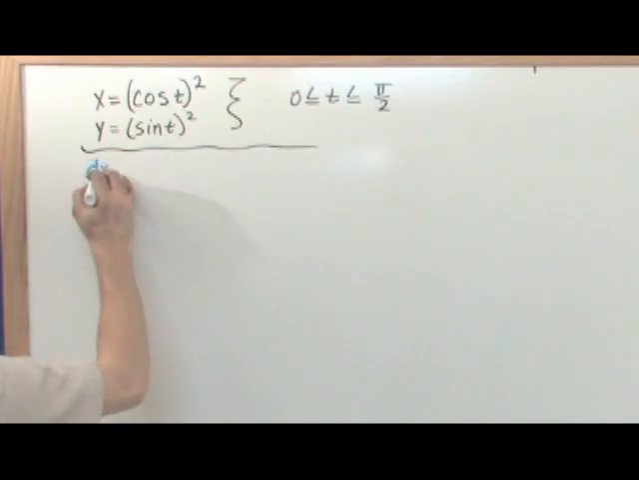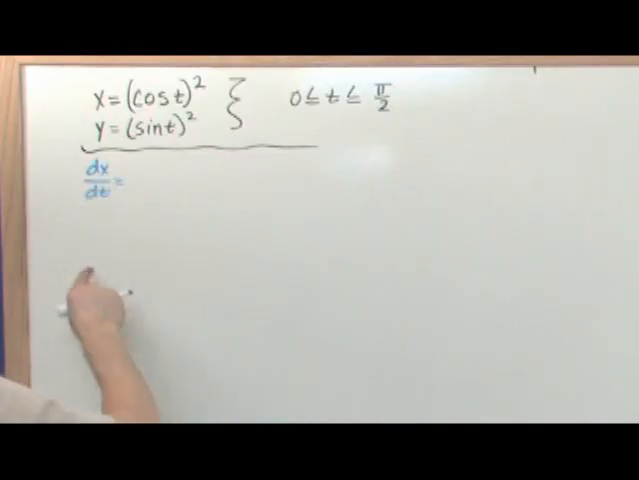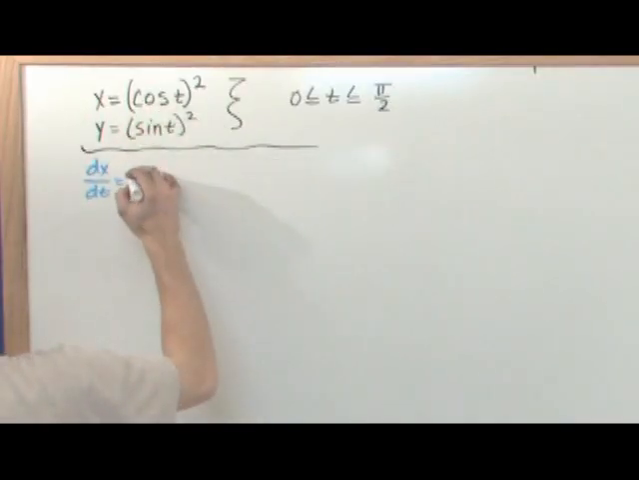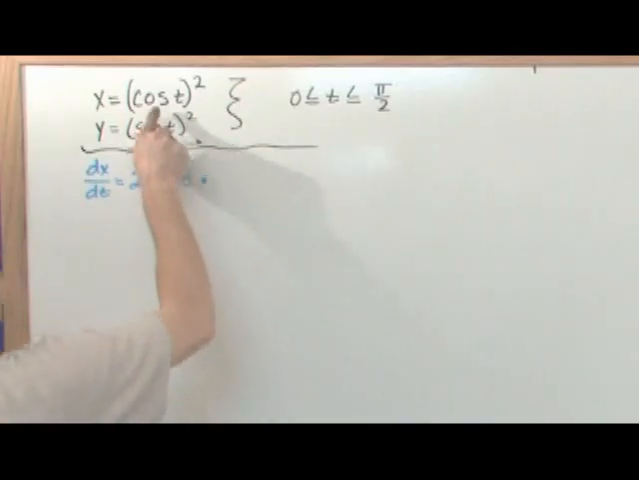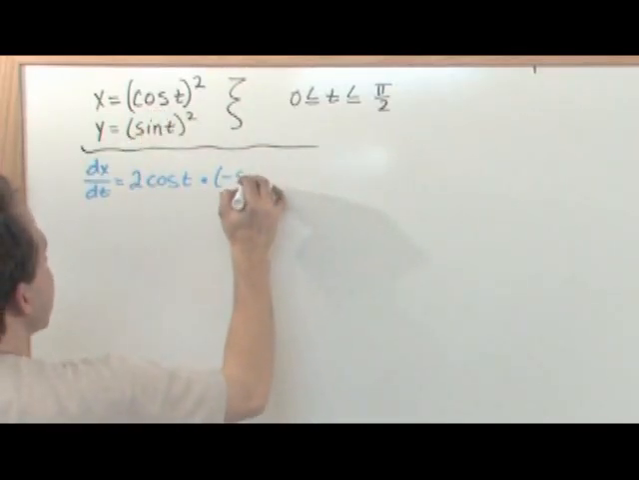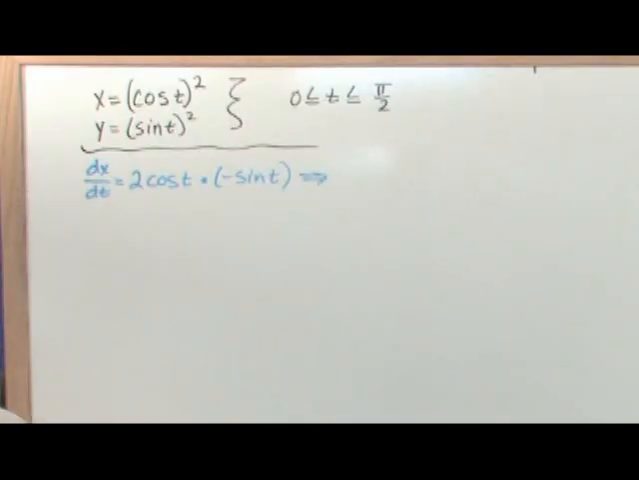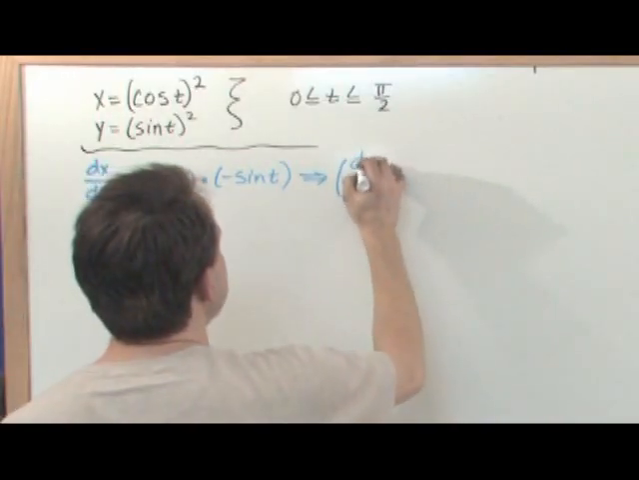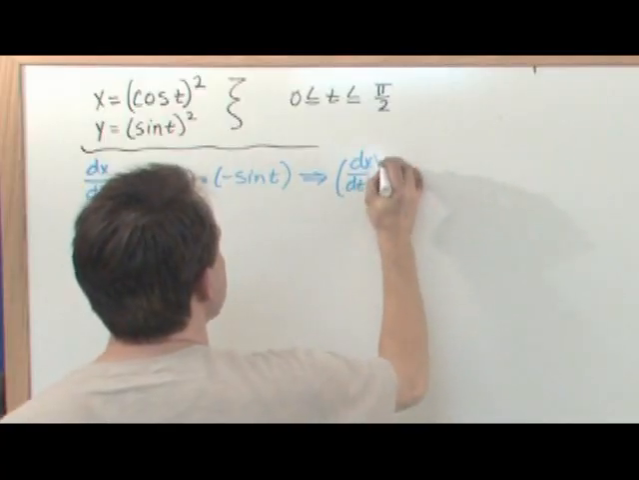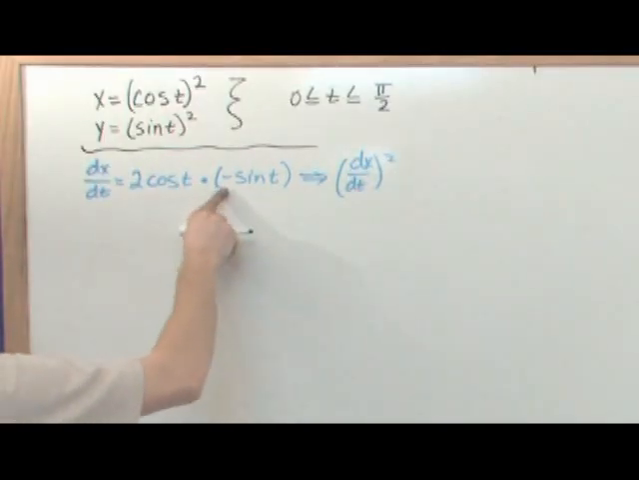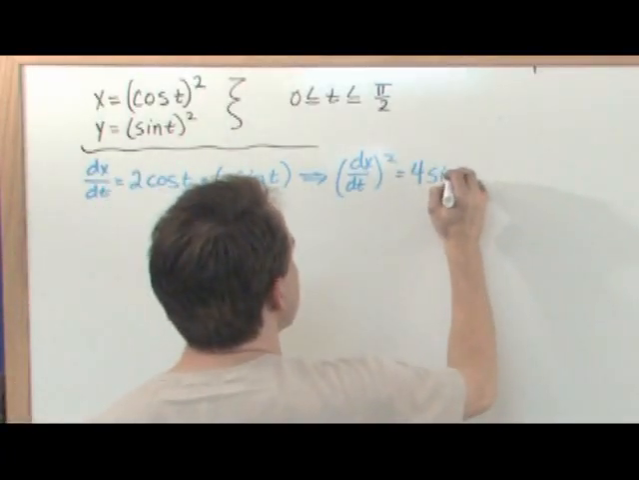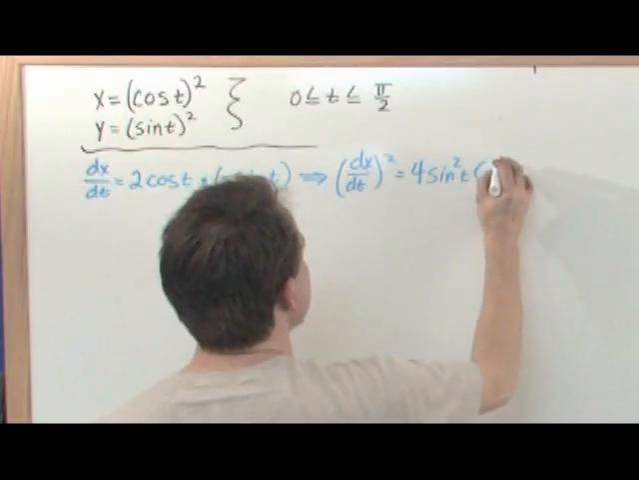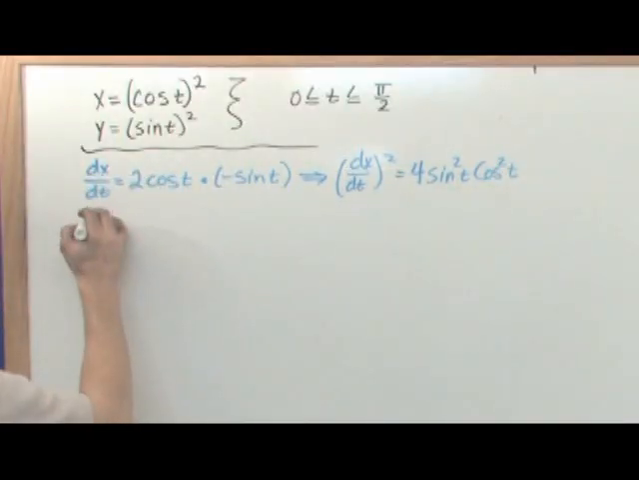So dx dt, what's that going to equal? Well, you have cosine squared, so it's going to be 2 times the cosine of t, and the exponent minus 1, 2 times cosine of t, times the derivative of the inside. Derivative of cosine is negative sine of t. Now dx dt squared is all of this stuff squared. Negative times negative gives me positive, so it's going to be 4 times sine squared t times cosine squared of t.